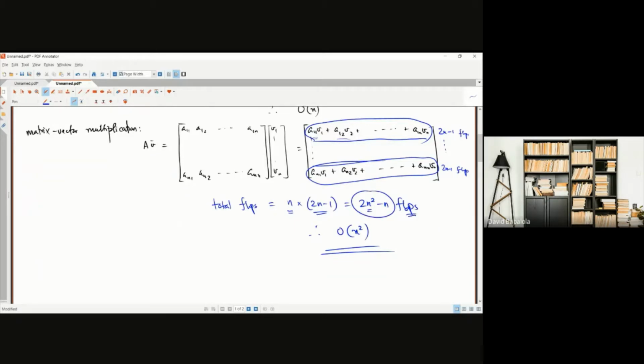So if n is very large, this expression behaves like n squared. So that's where we get the order n squared, and we say matrix vector multiplication is of order n squared. So we're going to stop there today.